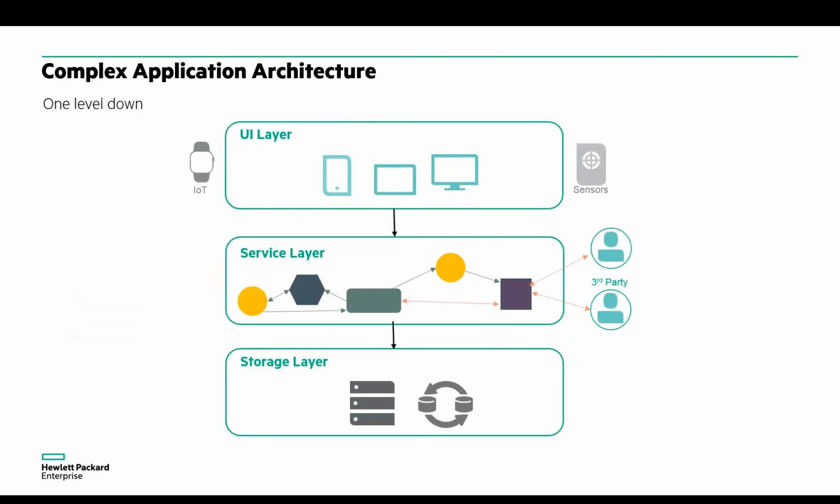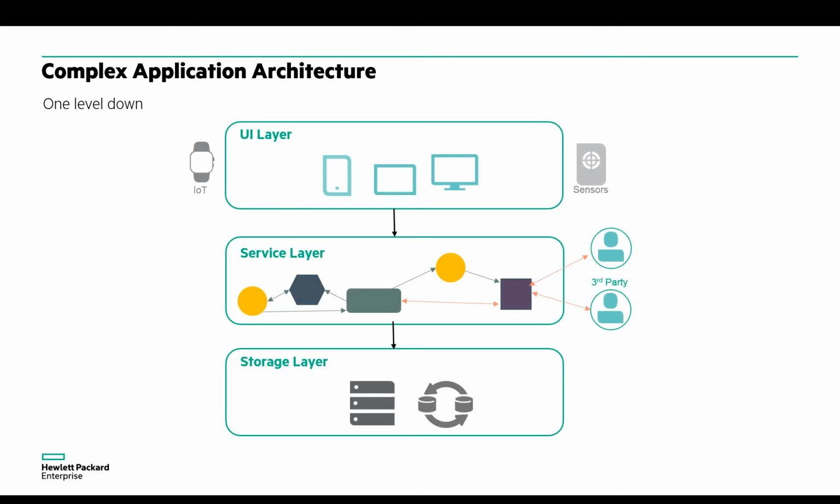So if we drill one level down into today's complex application, we can simplify it into three different layers. On the UI layer, we have the actual UI, the graphical user interface, which today can be desktop, mobile, tablet, smart watches, Internet of Things. It can also be sensors and beacons, and a variety of devices and platforms. In the middle, we have the service layer, which is the APIs of the system. It can be REST APIs, or it can be web services.